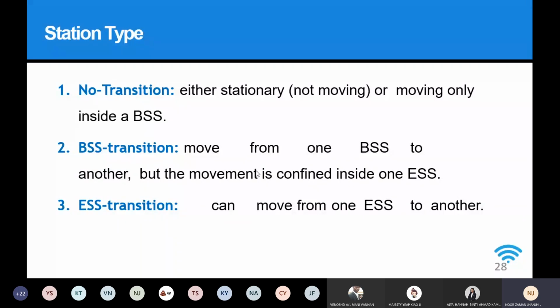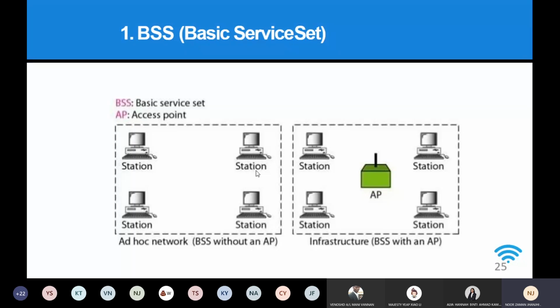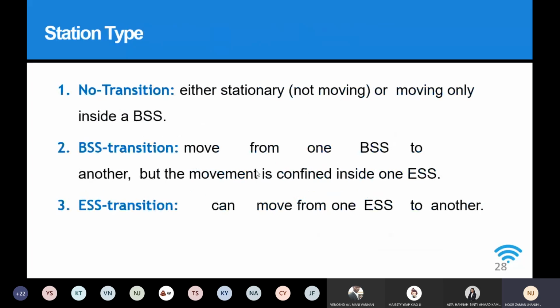Now, the station type. What do you mean by the station type? Going back to what we were calling a station: this is the station, meaning node, computer, client. So what is the station type? No transition, BSS transition, ESS transition. No transition means either stationary, not moving, or moving only inside the BSS. Those stations, nodes, computers, machines are stationary, fixed. Or if they are moving, they are moving only inside the BSS.